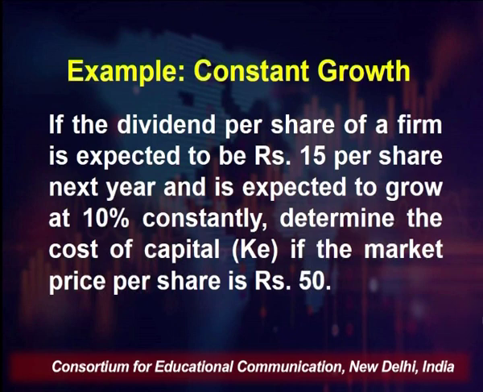Now, let us see the example of constant growth. If the dividend per share of the company is expected to be rupees 15 per share next year, and it is expected to grow at 10% constantly. That means the growth is constant. It is growing at the rate of 10% year after year. Now, we need to calculate cost of capital for equity if the market price of share is rupees 50.